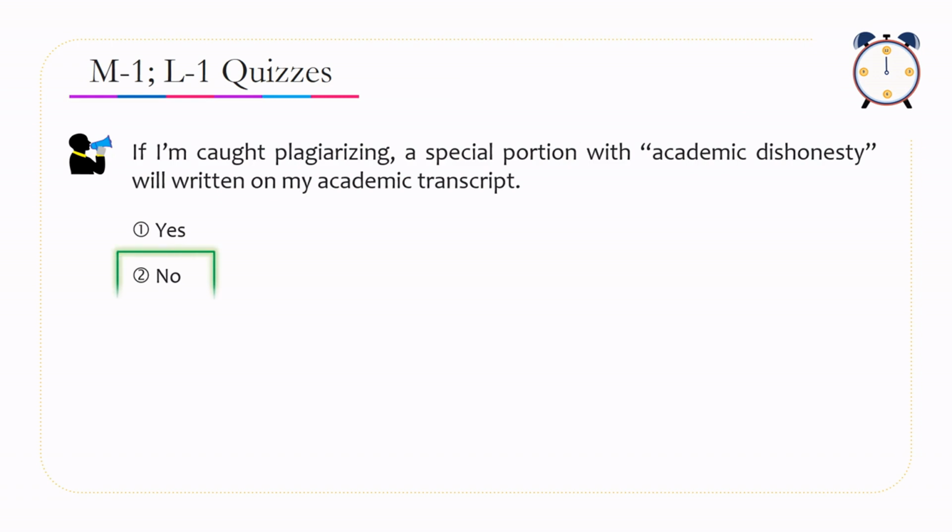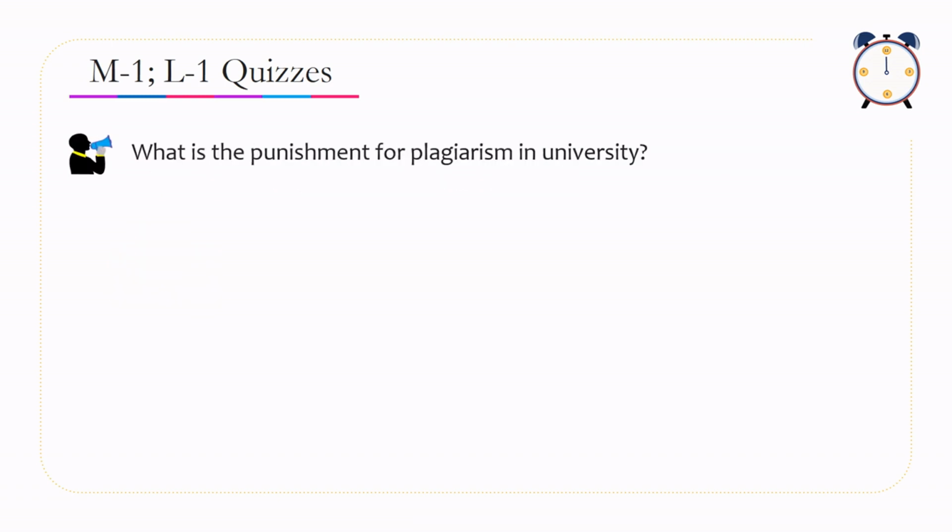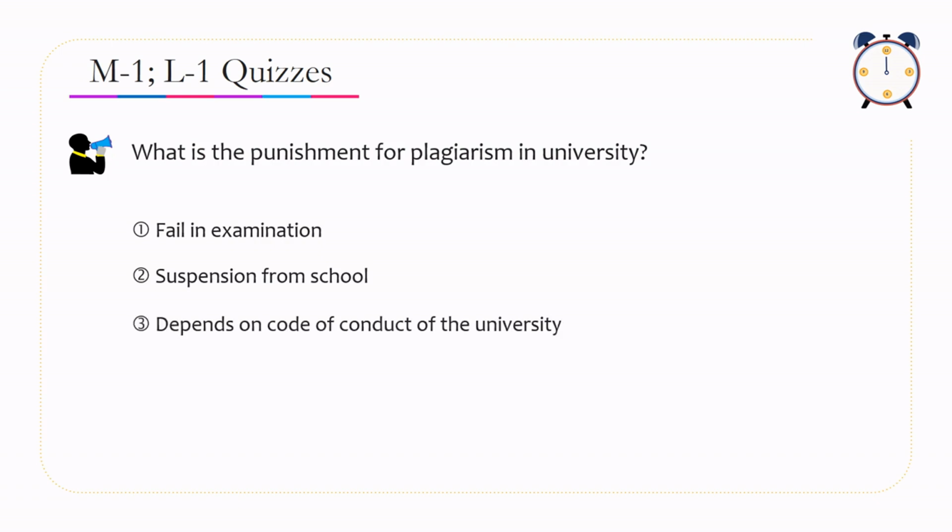Option 2 is correct. This is not true, but being caught plagiarizing can lead to penalties beginning with a simple warning through to expulsion from the institution. Next question. What is the punishment for plagiarism in university? The options are 1. Fail in examination. 2. Suspension from school. 3. Depends on the code of conduct of the university. Your time starts now. Which one is right?